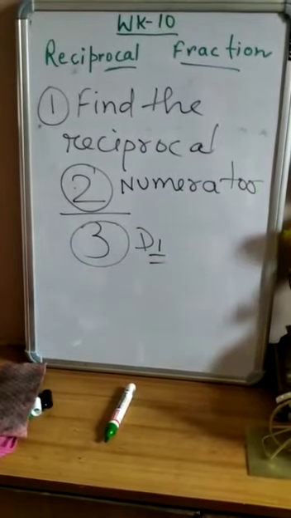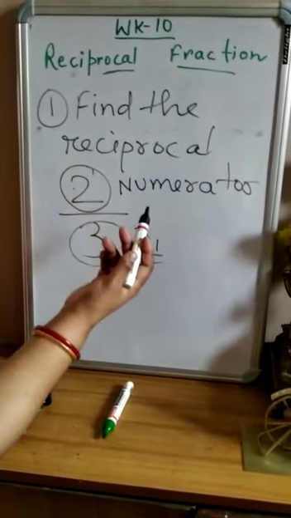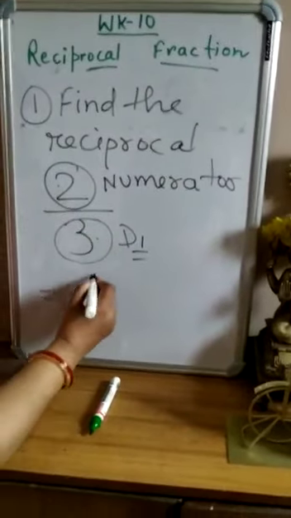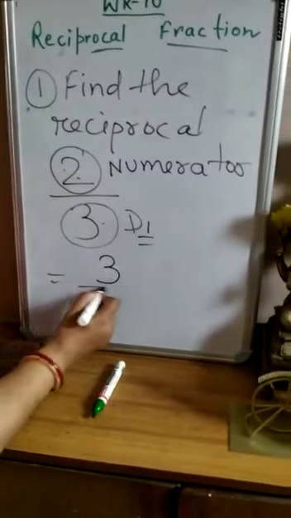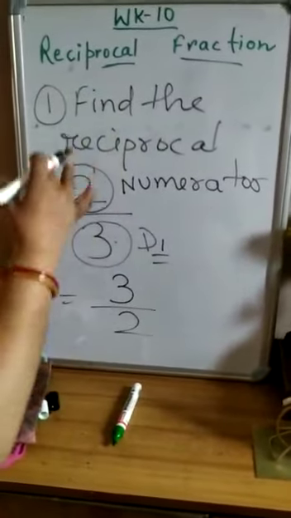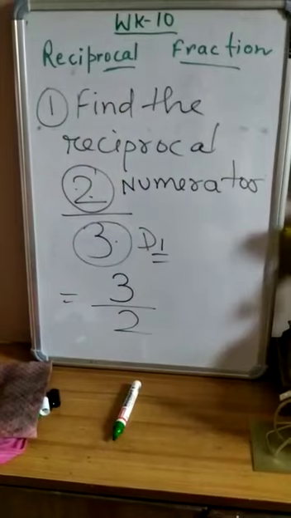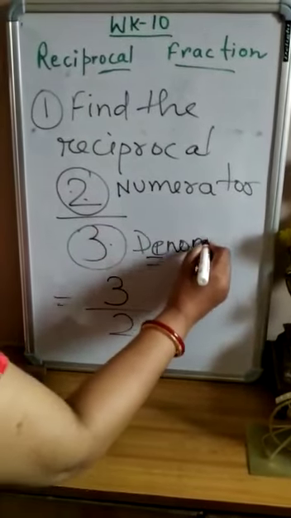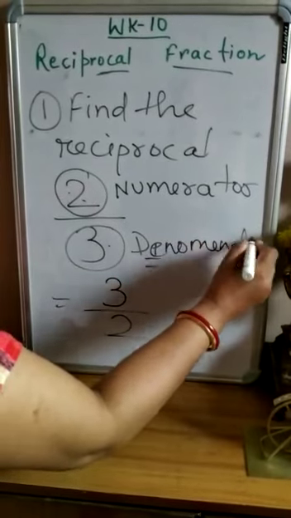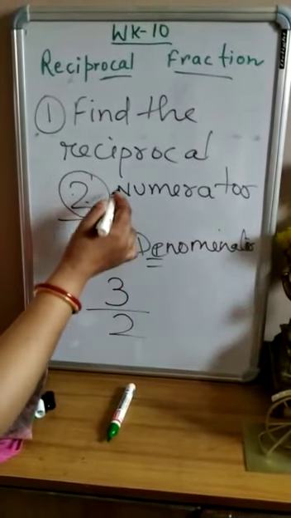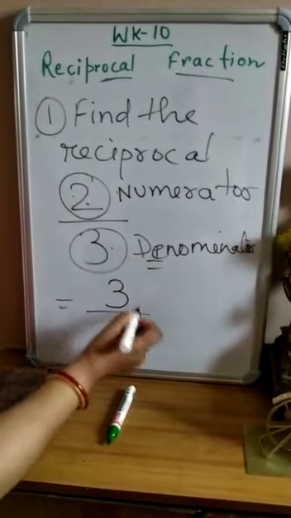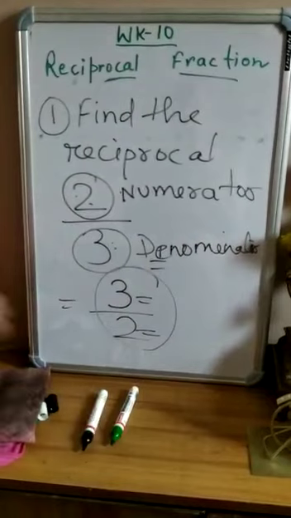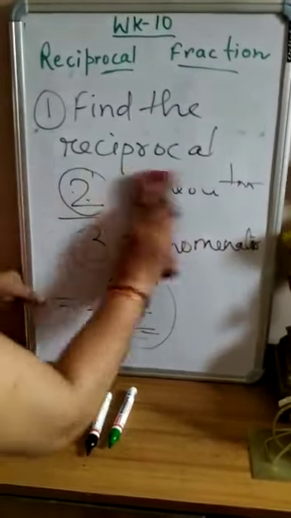Now all of you see, children. How will we find the reciprocal? We interchange the position. This denominator will become the numerator and this numerator will become the denominator. So interchanging the position, numerator becomes denominator and denominator becomes numerator, and we get the reciprocal of the fraction. Let us take another example.